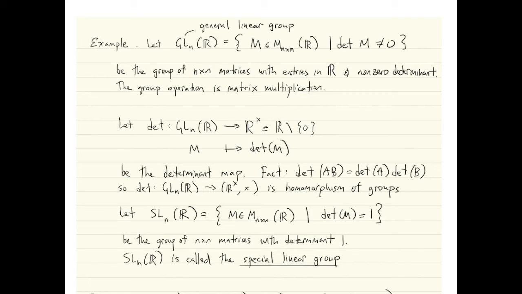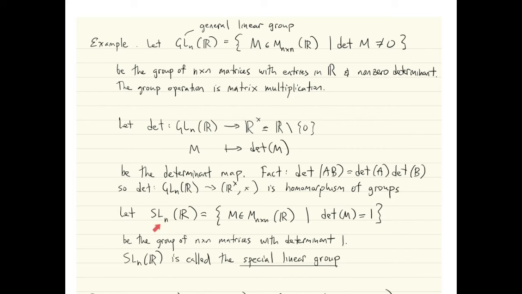Okay, and so this determinant map is in fact a homomorphism. This is a fact from linear algebra, that the determinant of a product of two matrices is the product of their determinants. And so we have a homomorphism of groups. Again, the group operation on R cross is multiplication.